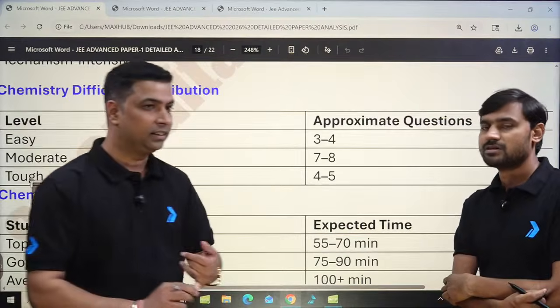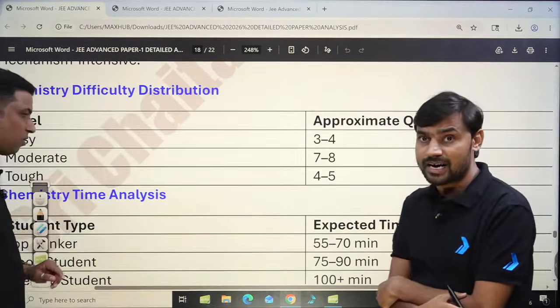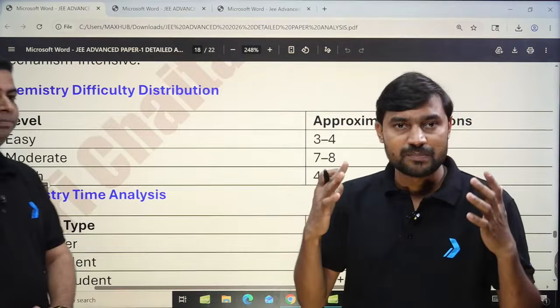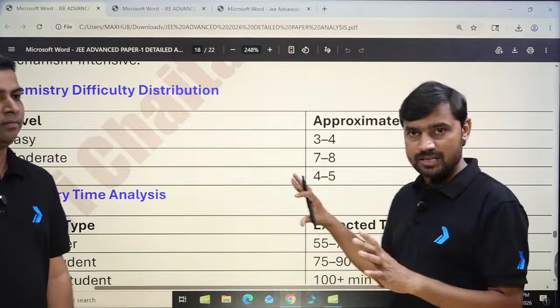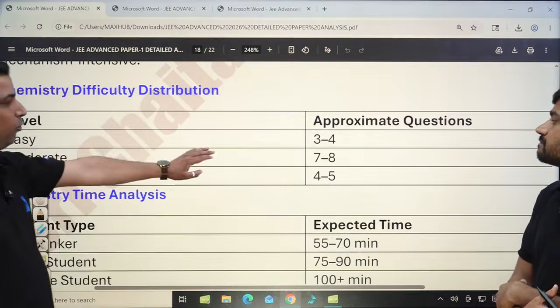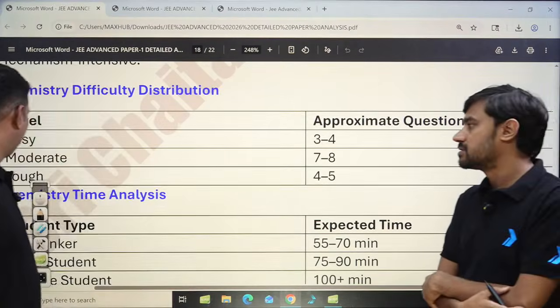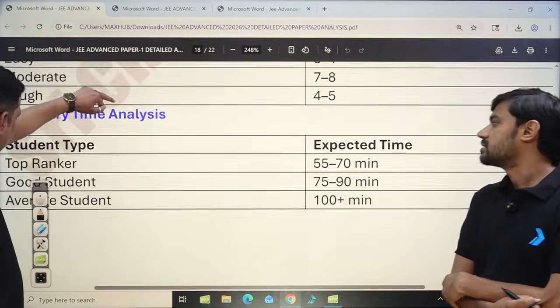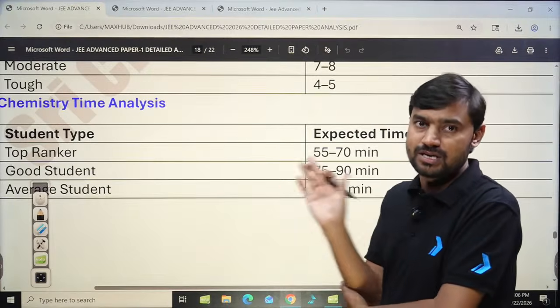You cannot say that you will solve it in one go. A student who has continuously practiced good papers can feel better in these questions, right? Yes. So the level was easy. 3 to 4 questions were easy, 7 to 8 moderate, and 4 to 5 were tough. Overall, physics was on the tougher side up to this analysis.